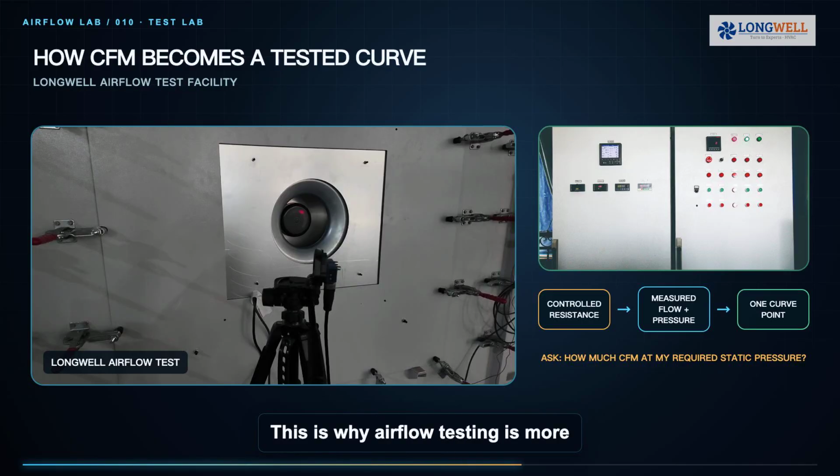This is why airflow testing is more than watching a fan spin. In a controlled tunnel, the fan is measured through a series of pressure conditions. Each measured flow and pressure pair becomes 1 point on the performance curve. The useful selection question is therefore not, what is the maximum CFM? It is, how many CFM will this fan deliver at my required static pressure?